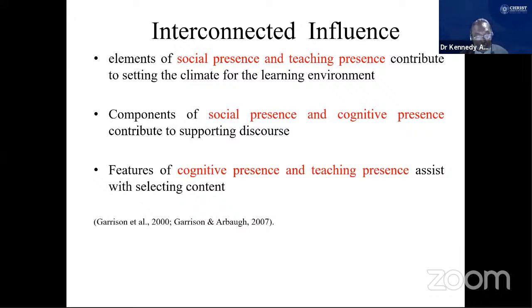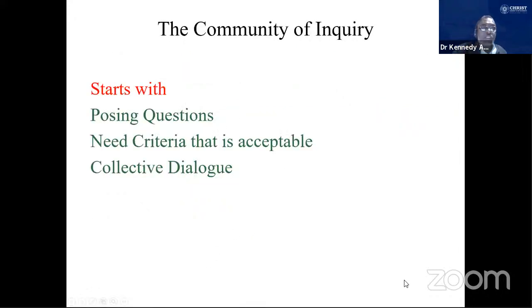These occur in a learning engagement situation. Theoretically, it indicates that they are interconnected and influence each other. So this suggests that the elements overlap. But the point here is that social presence and teaching presence contribute to the setting of the climate, as I mentioned, for learning. That's very critical, so allow students to come into that environment. Secondly, components of social presence and cognitive presence contribute to supporting discourse, how they can collaborate and discuss. And the mix of cognitive presence and teaching presence assists with selecting content and the delivery mechanisms. That's very, very important that you need to understand.